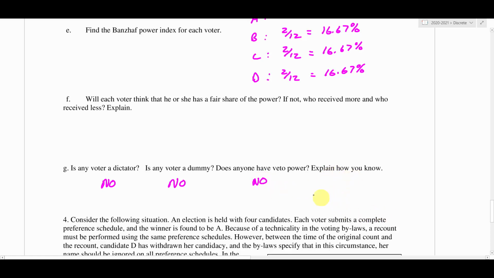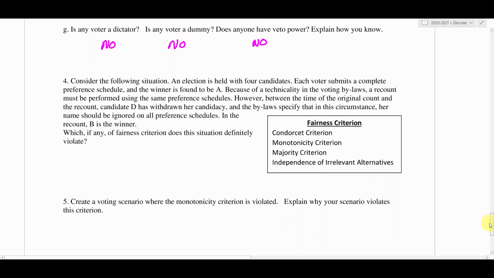Okay. I wrote out my explanations on the key. If you want to read those, you can, but I'm not going to write them here in the video.